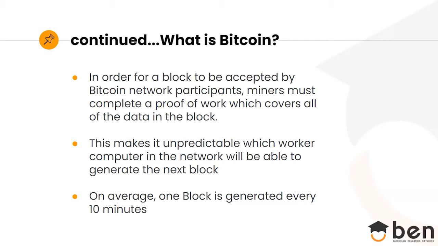On average, one Bitcoin block is generated every 10 minutes. Bitcoin's difficulty adjustment algorithm ensures that this is the case.